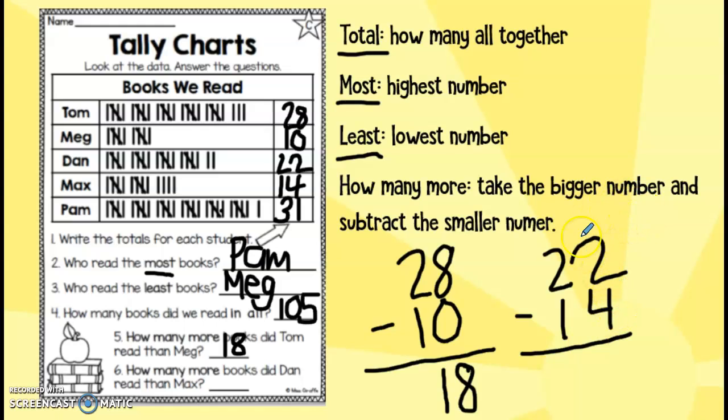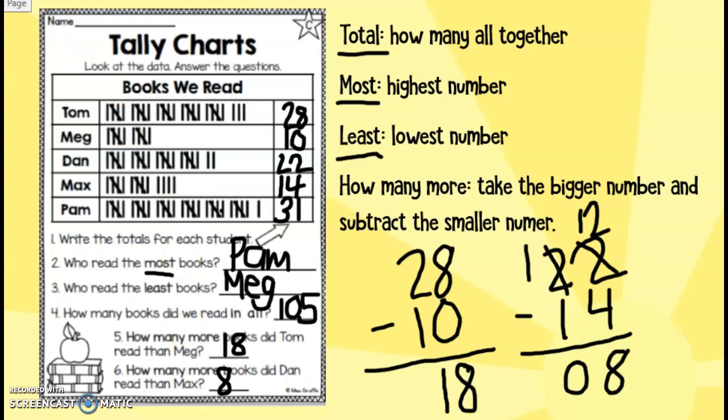Okay, so when I'm subtracting, this is going to be a little bit trickier for you guys because you haven't been taught how to borrow yet, but you won't have one with this high of numbers when you're doing it. So I'm going to cross off my 2, turn it into a 1 so I can borrow over and turn this 2 into a 12. So I have 12 minus 4 equals 8, and I have 1 minus 1 equals 0. So Dan has read 8 more books than Max.